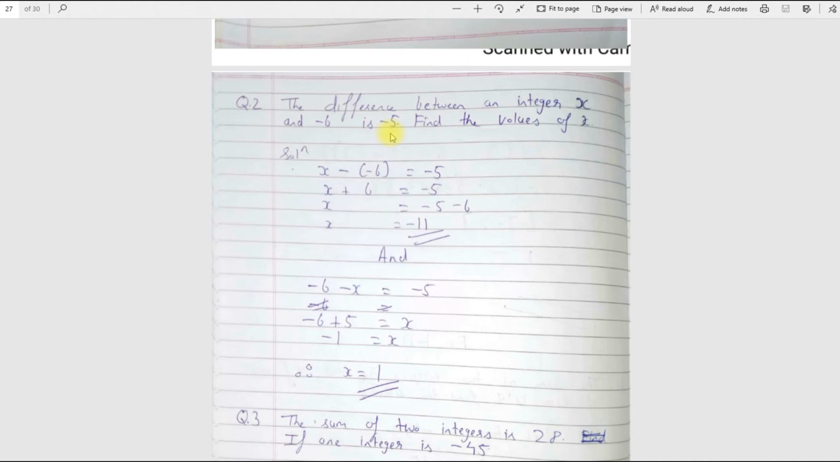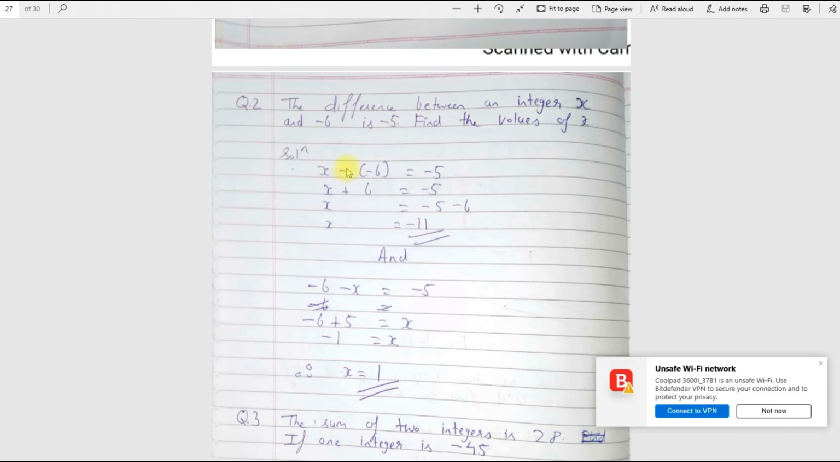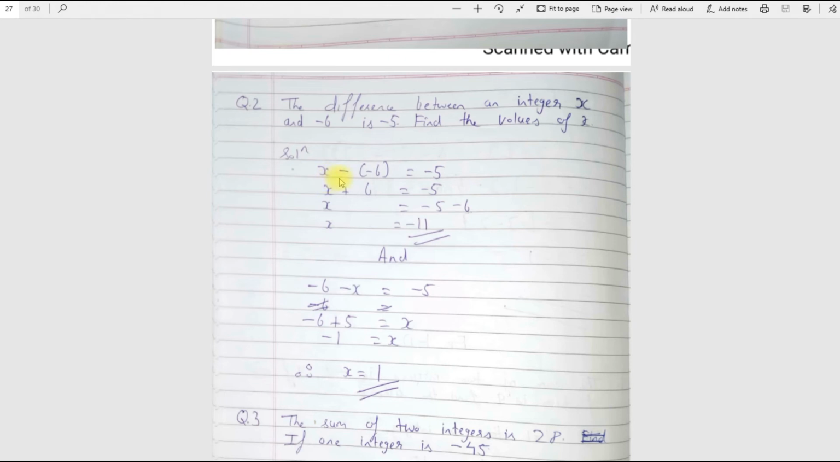But if I say the difference between one number and another number is this, then which between which are they asking, we don't know. Therefore we have to find the values of both over here. So I will write in both ways: x minus of minus 6 is equal to minus 5.